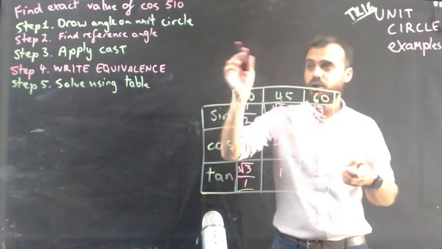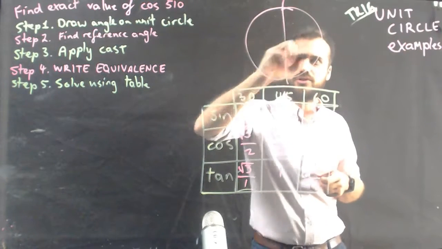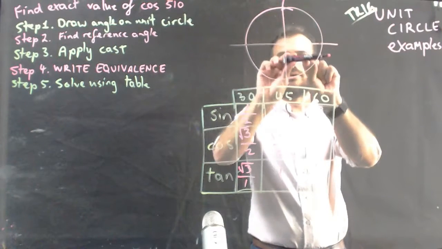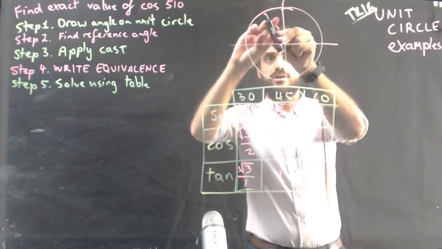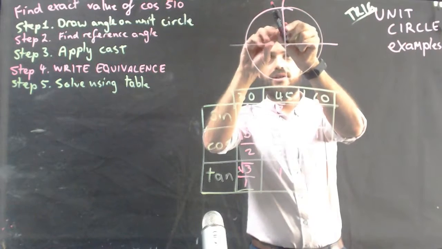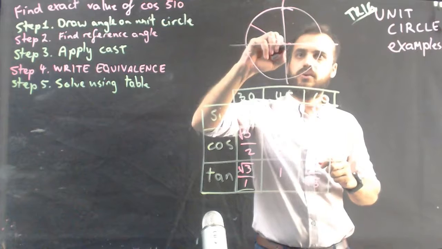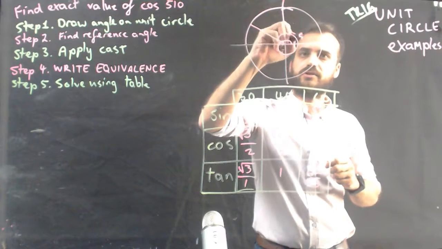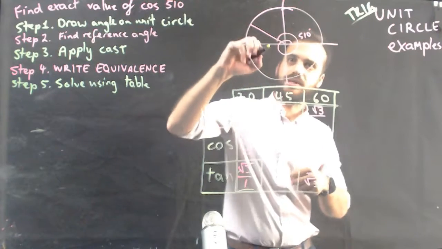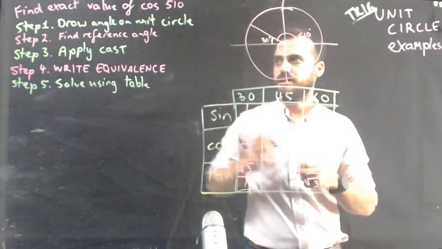Now I'm going to throw in one that's just a little bit difficult. Find the exact value of cosine 510 degrees. Draw the unit circle. Now, start here and rotate through 510 degrees. 180, 270, 360, 450, plus another 60 makes 510. That's 510 degrees. Find the reference angle. That's the acute angle between the x-axis and the line. That's going to be 30 degrees.